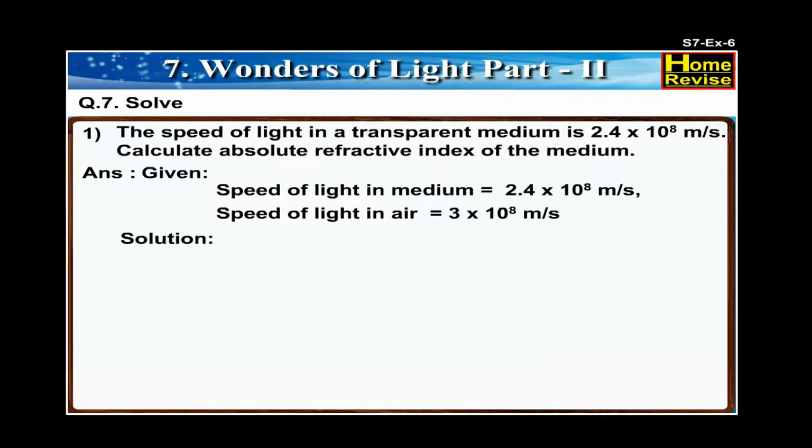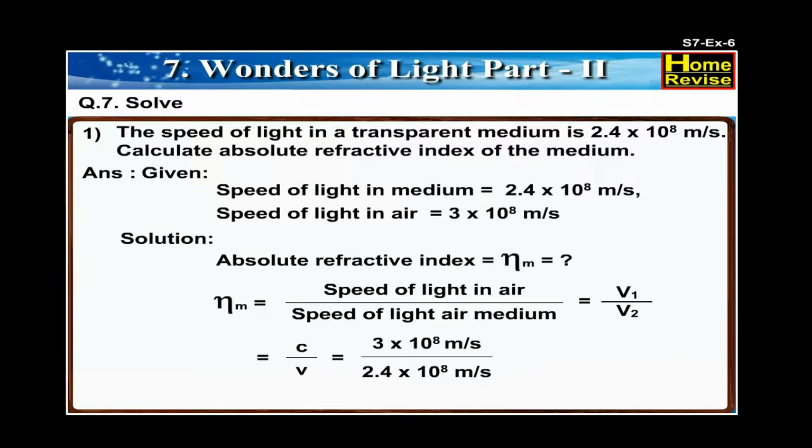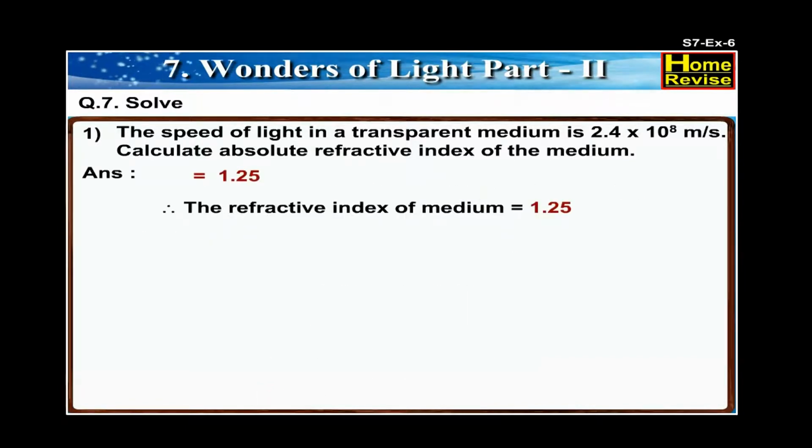Solution. Absolute refractive index is equal to speed of light in air upon speed of light in medium. Substituting the values, it equals 3 into 10 raised to 8 meters per second upon 2.4 into 10 raised to 8 meters per second, which equals 1.25. Therefore, the refractive index of medium is equal to 1.25.